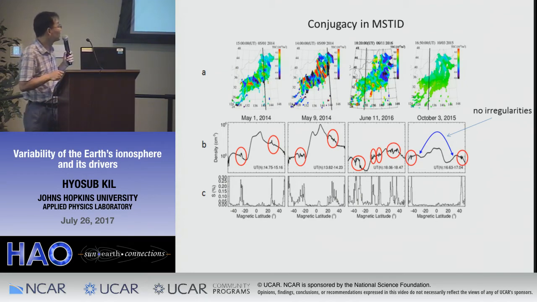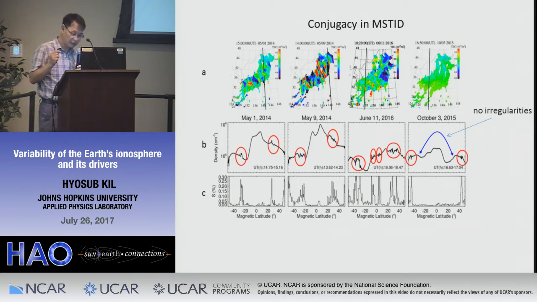On this day, there was no TID. Japan is over here. There's no TID, and also at the conjugate location, there are no irregularities. So this TID has very much a conjugate property. So once you observe it in the northern hemisphere, you can expect to observe a similar structure in the southern hemisphere.